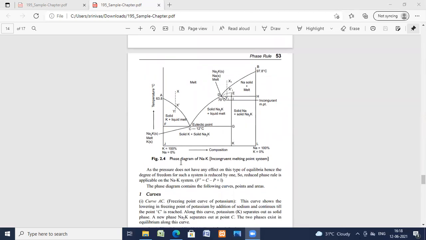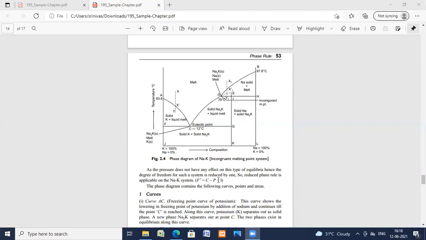Next, as the pressure does not affect this equilibrium, the degrees of freedom for the system is reduced by 1, giving the reduced phase rule. It is applicable for the sodium potassium system. F prime is equal to C minus P plus 1.